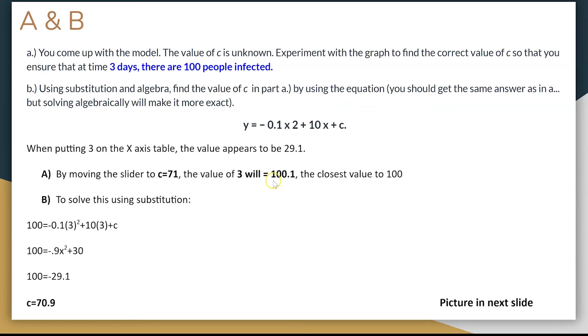And from there, you just plug in the value of 3 in x, and you put in 100 on the other side, and you just do PEMDAS and you get 70.9, which is close enough to 71, not quite, but as you know, we're not supposed to get the exact value.